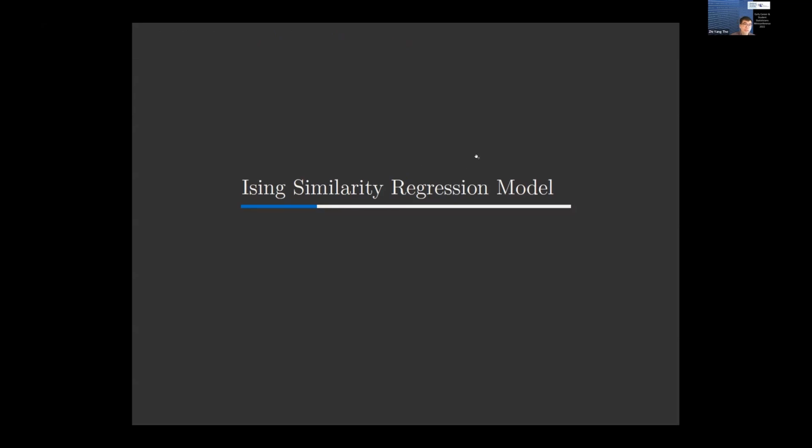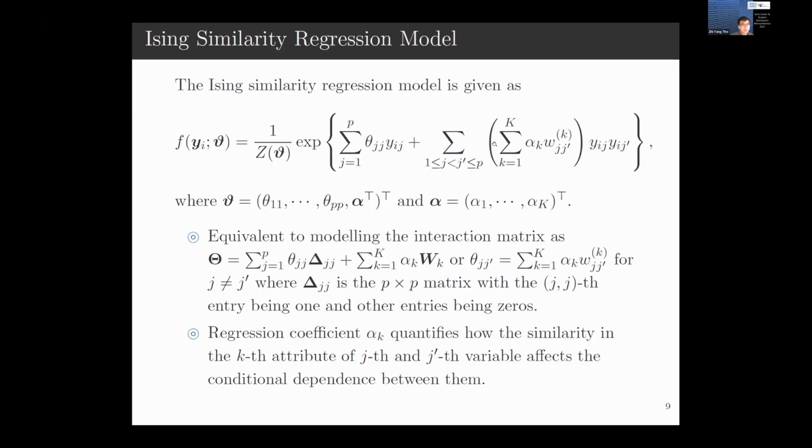All right, so now I'll go into our model. The Ising similarity regression model is basically an extension of the standard Ising model. We can see that the only part that has changed is this part. We model the theta_jj prime as a linear combination of the similarities that we just discussed. These alpha_k's are what we call the regression coefficients, which will need to be estimated together with all these other theta_jj parameters, the main effect parameters.